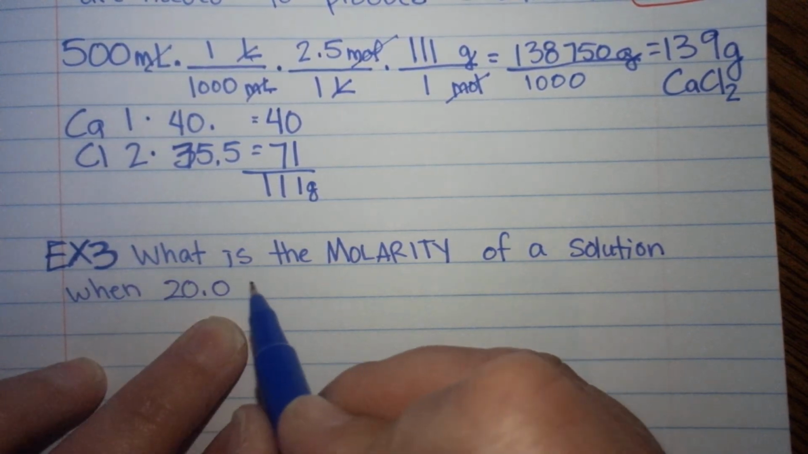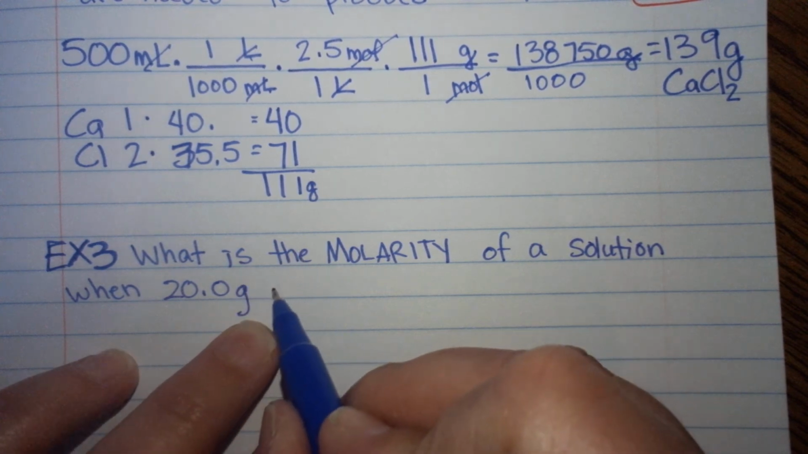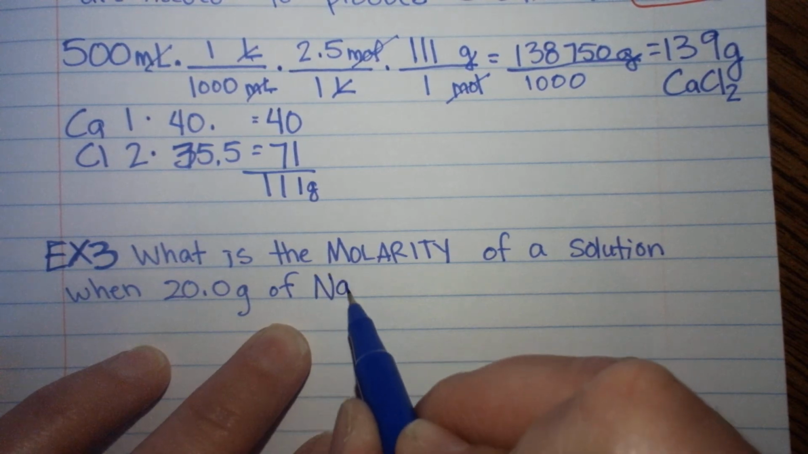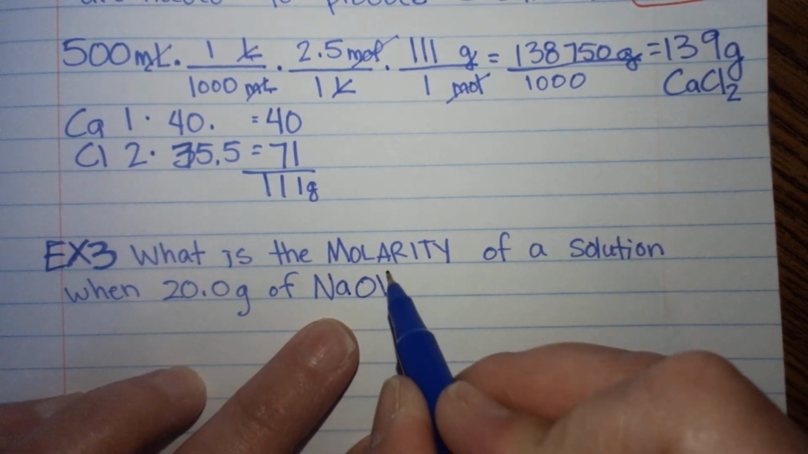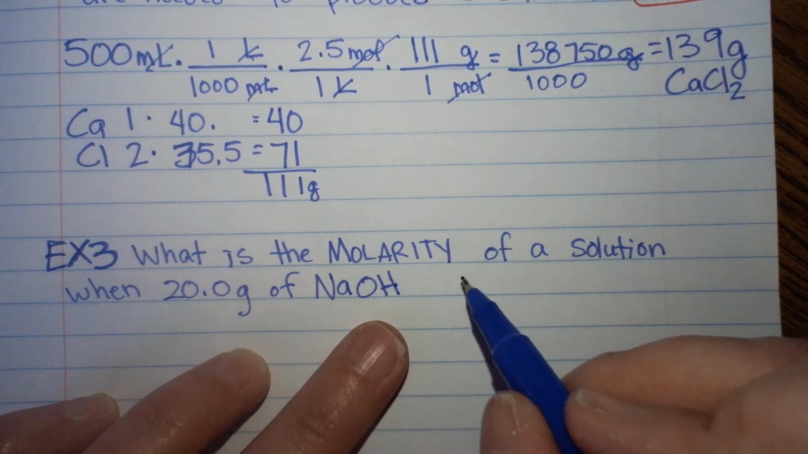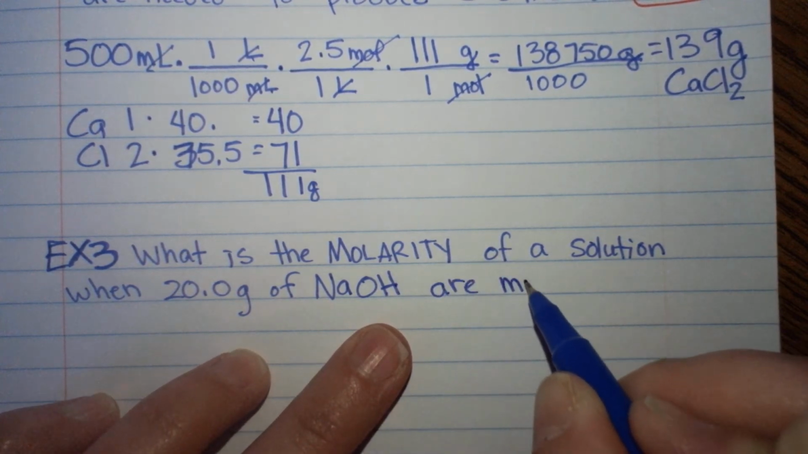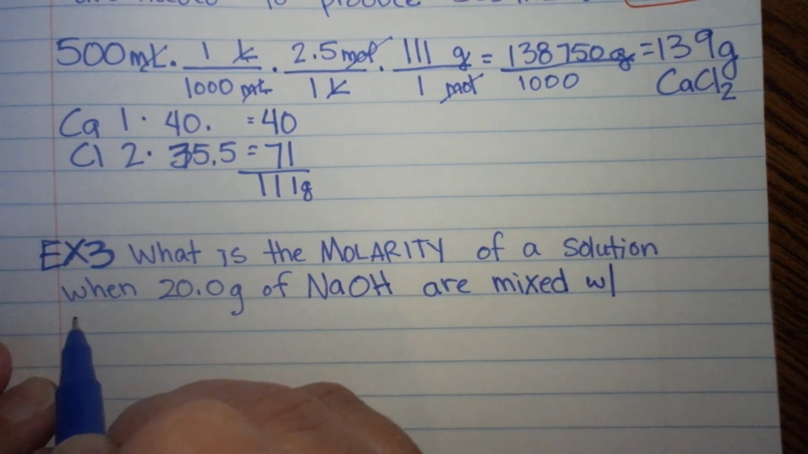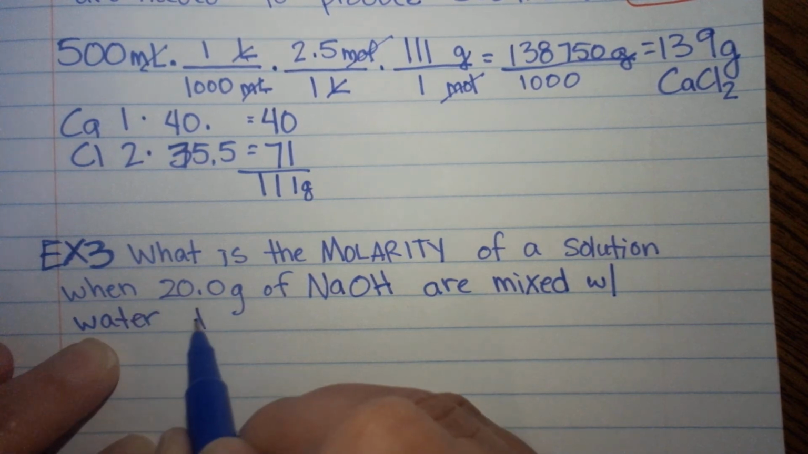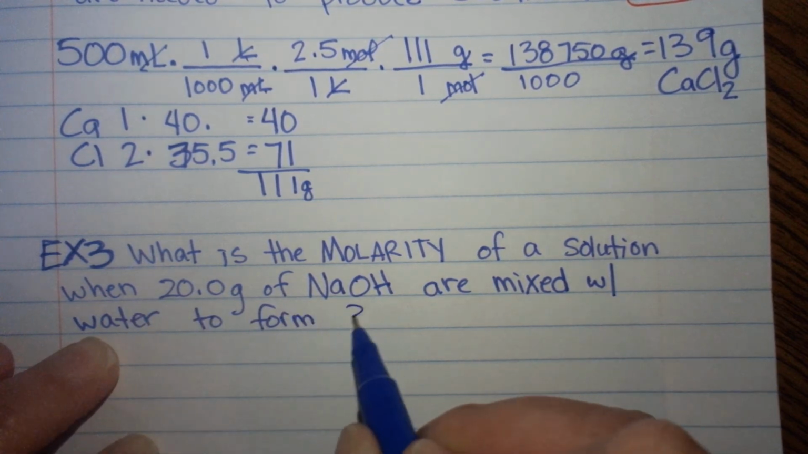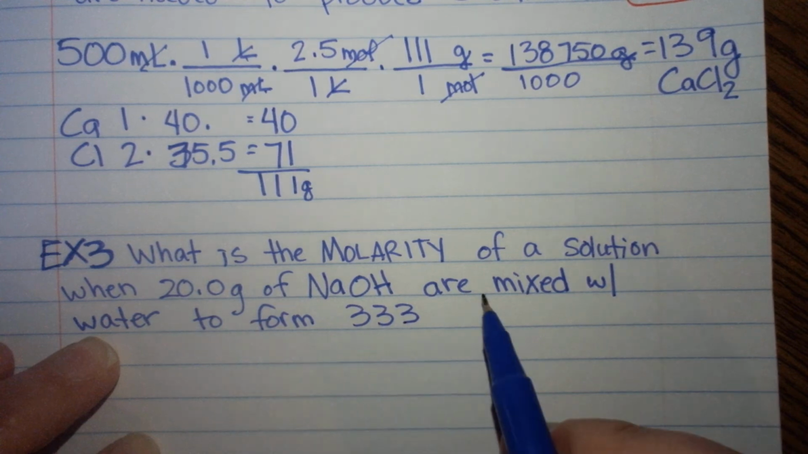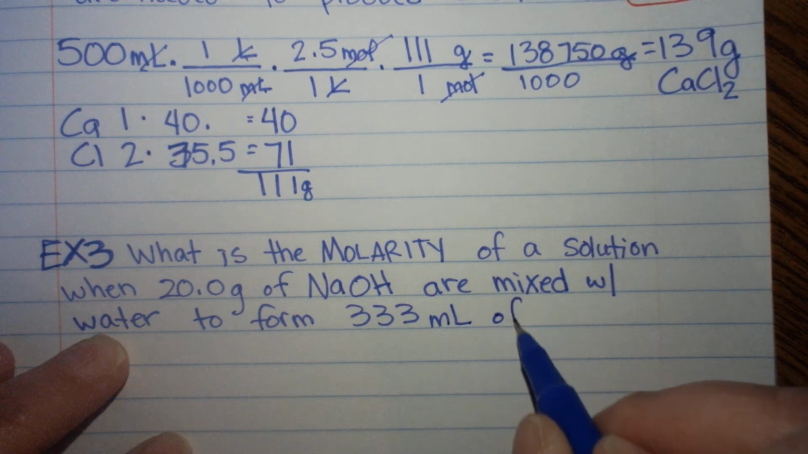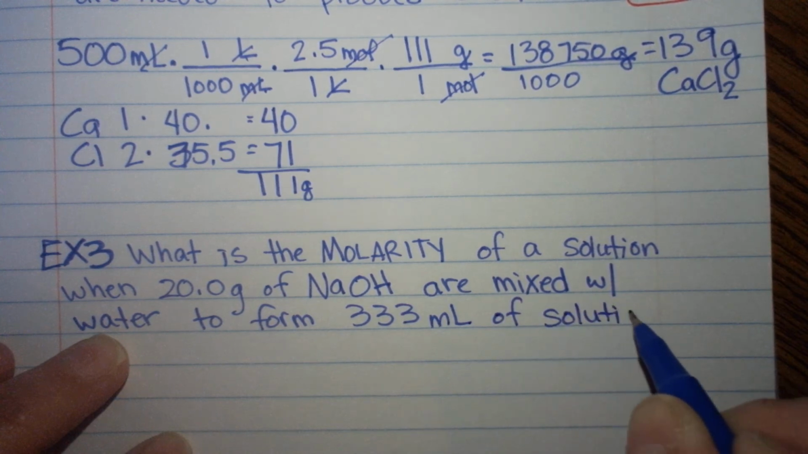And in this one we're given the significant digits a little more readily. It says sodium hydroxide. So we know sodium is a +1, hydroxide is a -1, so we can just write it out like that. So 20 grams of sodium hydroxide are mixed with water to form 333 milliliters of solution.